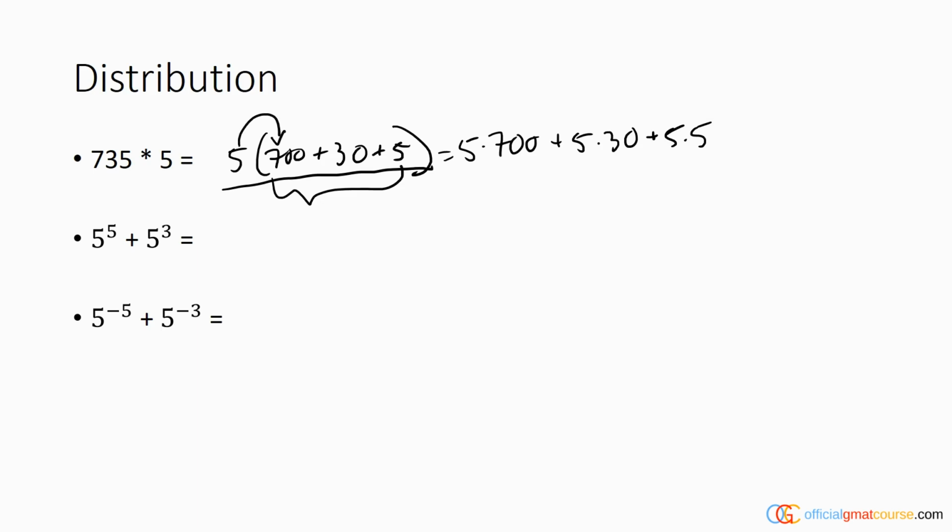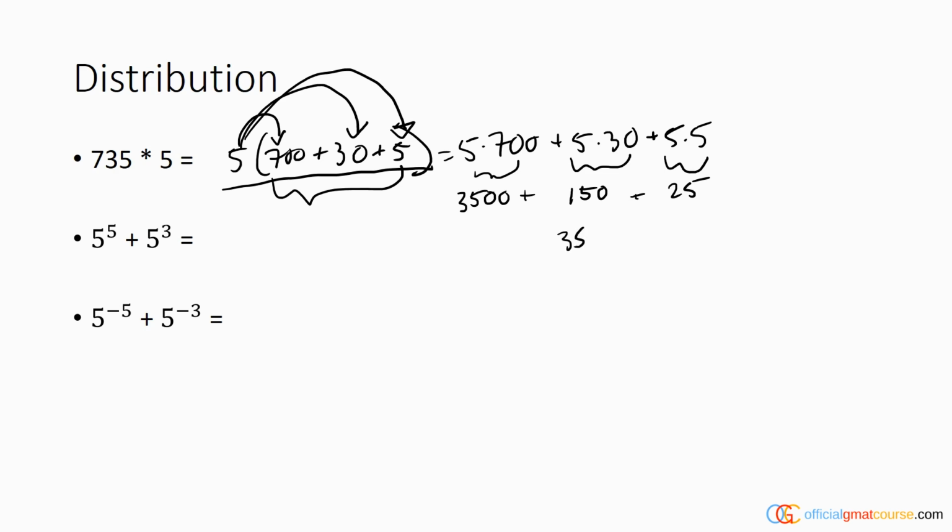You essentially hand the 5 off to each of the components and keep them added together. So we would get 5 times 700 is 35 with 2 zeros after it. 5 times 30 is 15 with 1 zero after it. And 5 times 5 is just 25. Add these all together and you get 3,500 plus 150 plus 25 equals 3,675. So that's how we can use distribution to make difficult multiplication a little bit easier.